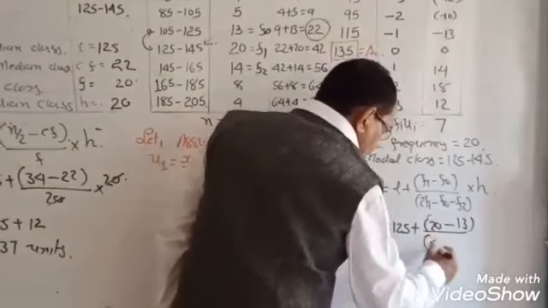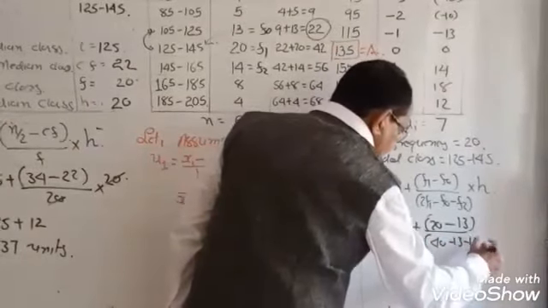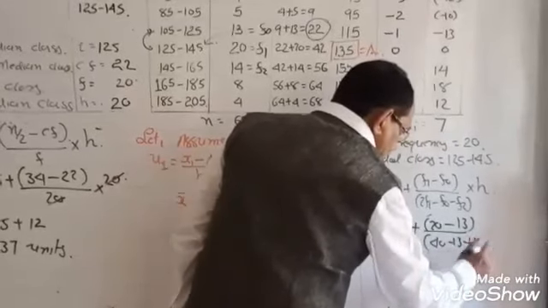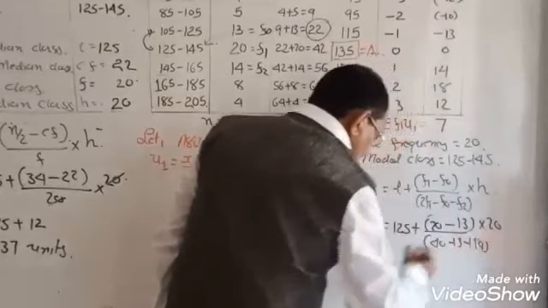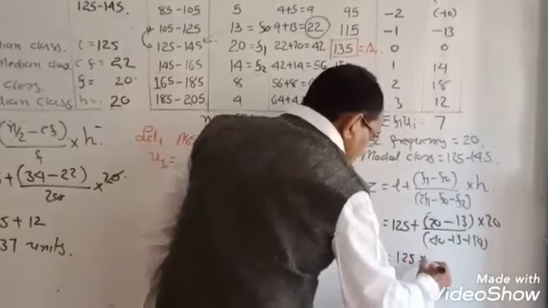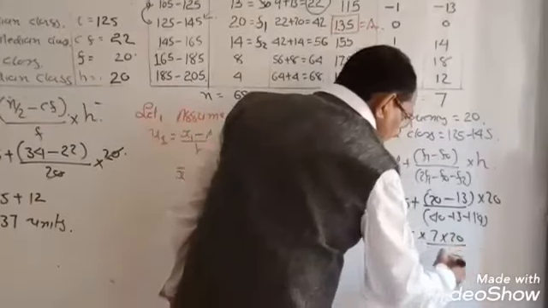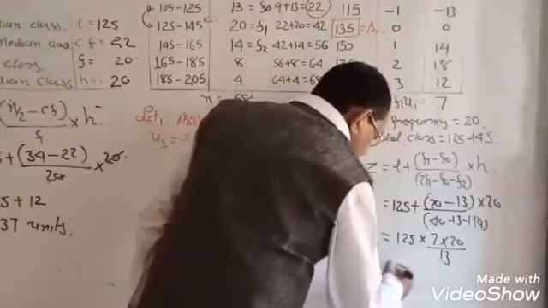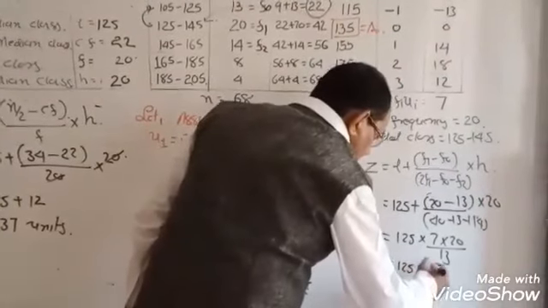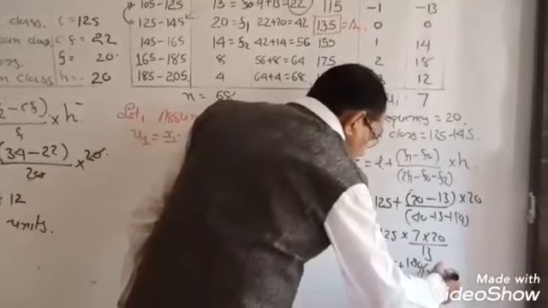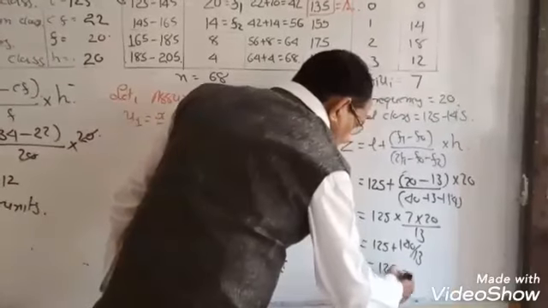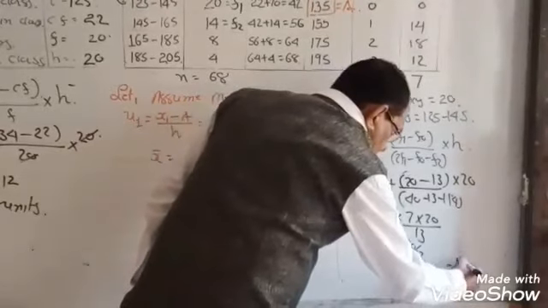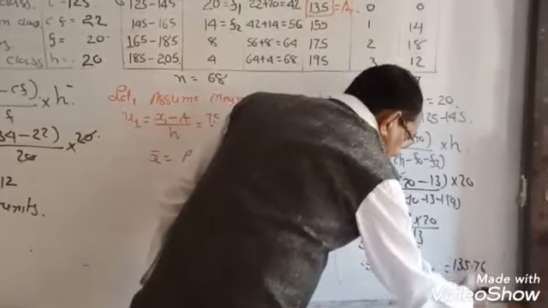20 into 2, 40 minus 13 minus 14, into H, is equal to 20. 125 plus 7 into 20 upon 40 minus 27, that is 13. 125 plus 140 upon 13 is equal to 125 plus 10.76, 135.76 units.